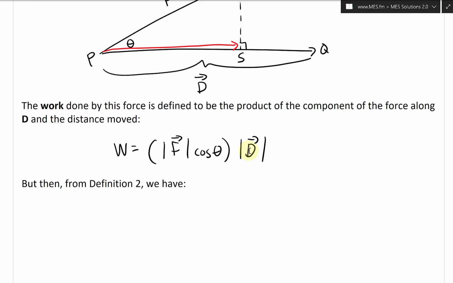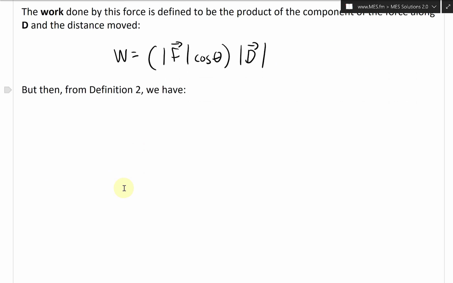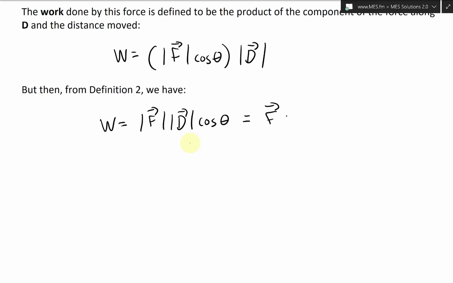But notice here, if you just move this distance D over in the front, then from definition 2 of the dot product, we have W is equal to the force magnitude times the distance traveled, and then times cosine theta. In other words, this is the dot product of force times the displacement vector, or the distance vector there.